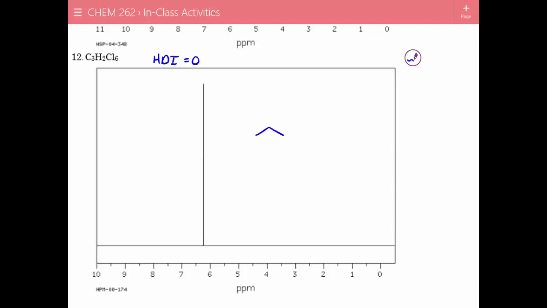So let's take a look at a couple options. We could have 3 chlorines coming off of each end. And then we could have protons here. That would only be one signal, right? Because each of those protons is in one environment. Or we can say, well, what if there are some protons coming off the end, and then you've got 2 chlorines here, 2 chlorines here, and then chlorines here and here.